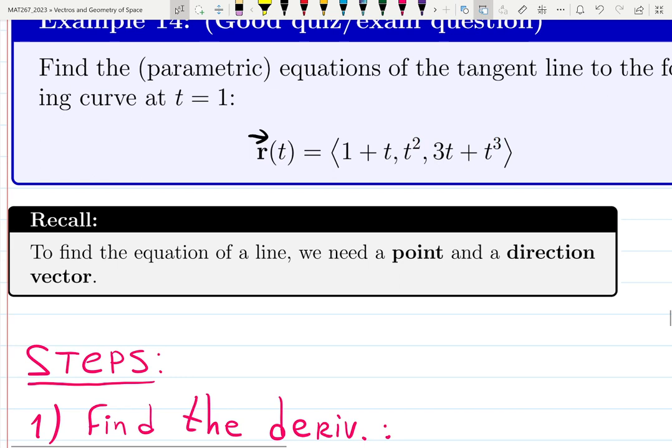So, do you remember that to find the equation of the line, you need a point and direction? That's a new thing we just learned last time. To find the equation of a line, we need 2 things. A point and a direction. That gives you a line. Like so. Point and direction.